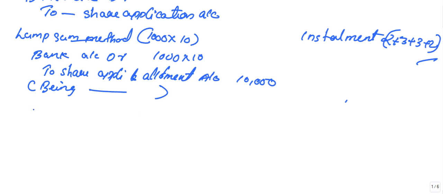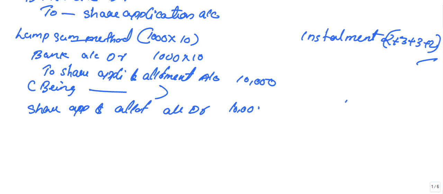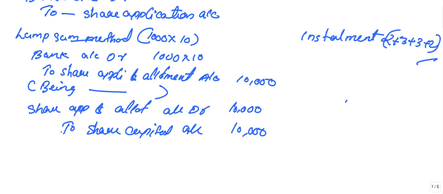So I write share application and allotment account debit, 10,000, and transfer it to the capital. For equity it is equity share capital, for preference it is preference share capital. Here I am writing only share capital account, and the full amount is transferred. Being shares allotted to the applicants. The transaction is over, as the full amount was collected.